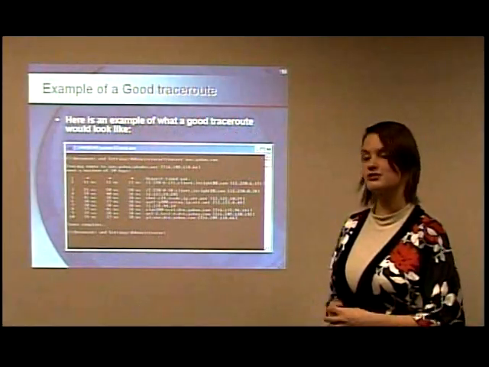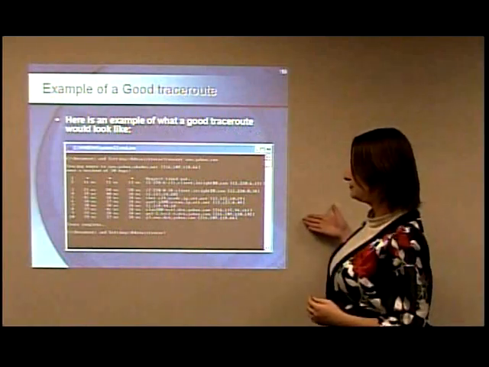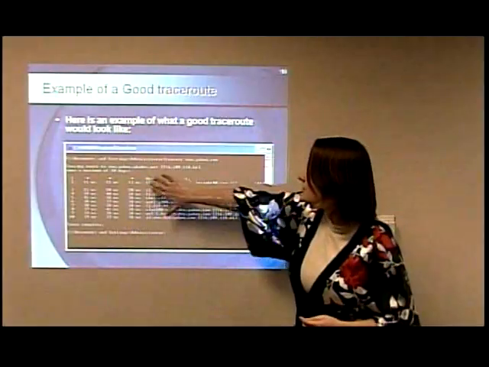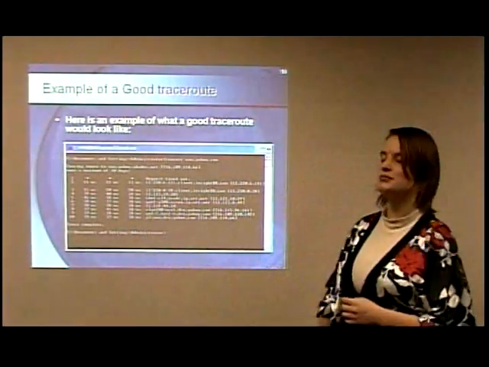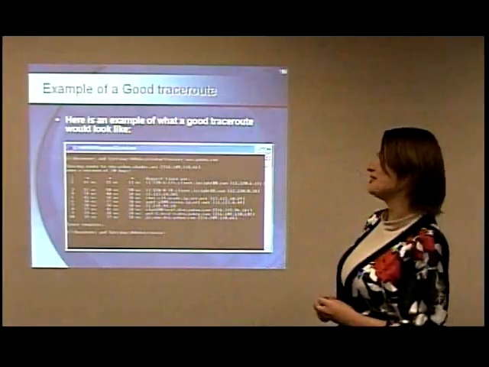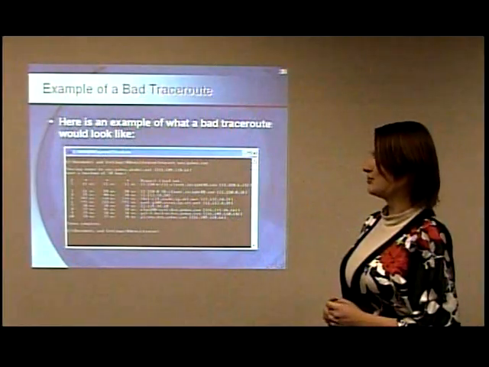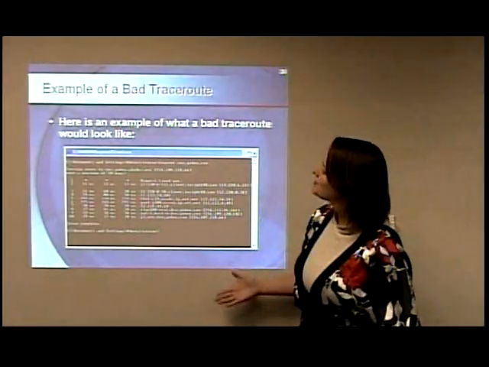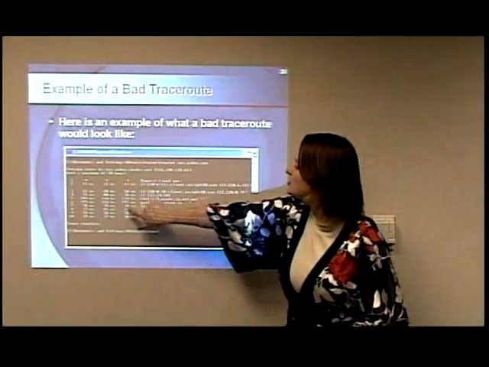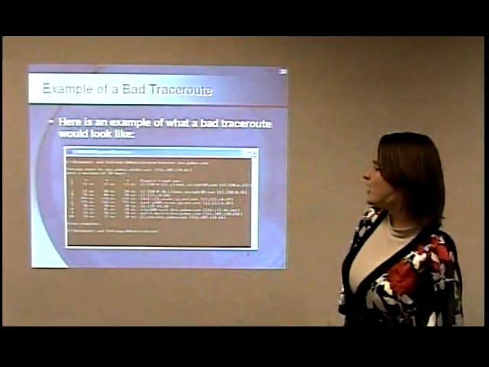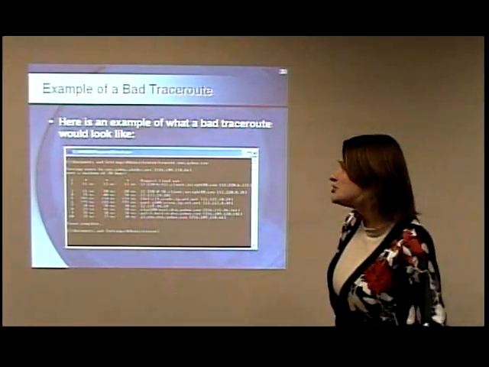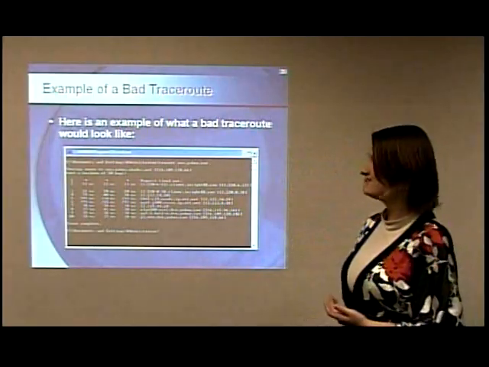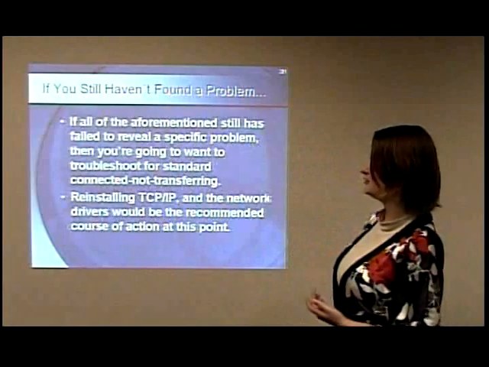An example of a good traceroute. Here's an example. For instance, we've got no packet loss here, and also all of the times are way below 220 milliseconds. Everything looks good on that traceroute. What does a bad traceroute look like? Well, I'll show you. A bad traceroute is going to have packet loss, or as you can see right there in the middle, you've got some times that are way above 220. You've actually got 291, close to 300 milliseconds. It's not good. There's something going on there.